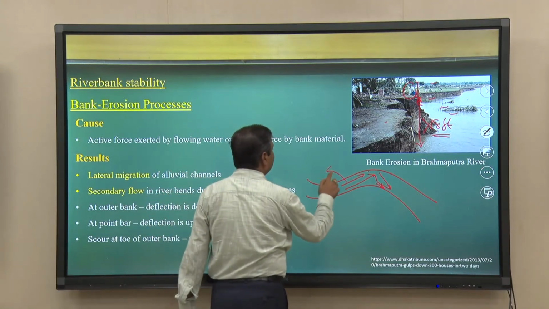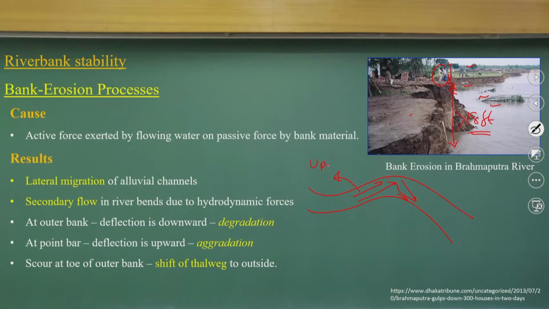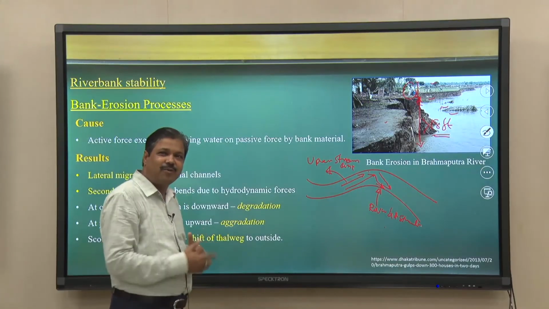This is the upper streamline, and this is the bed, river bed streamline. Try to understand it. That is what happens: the secondary current formation.